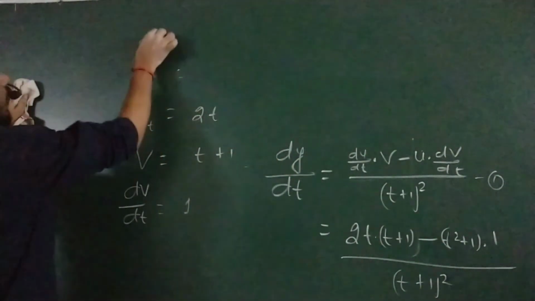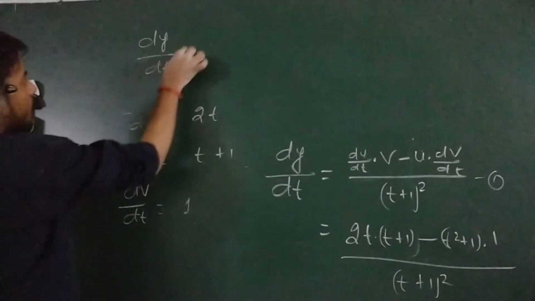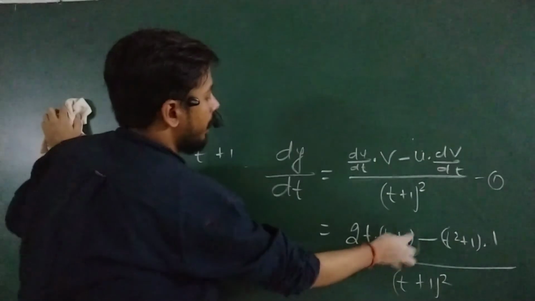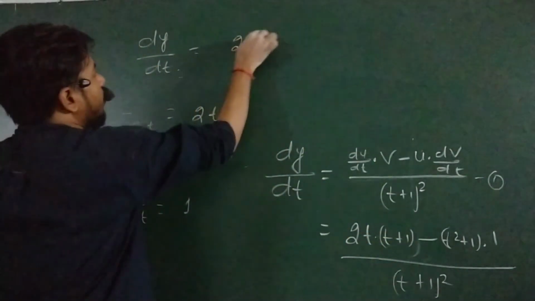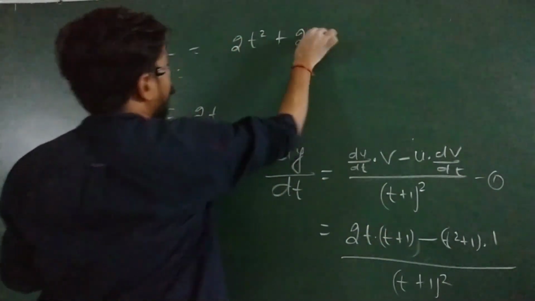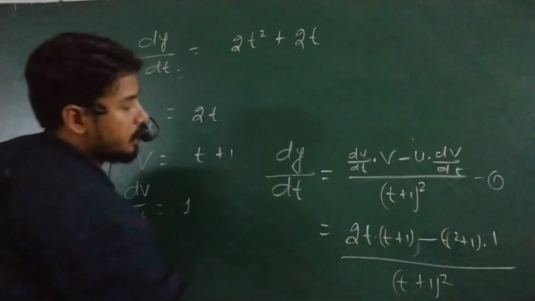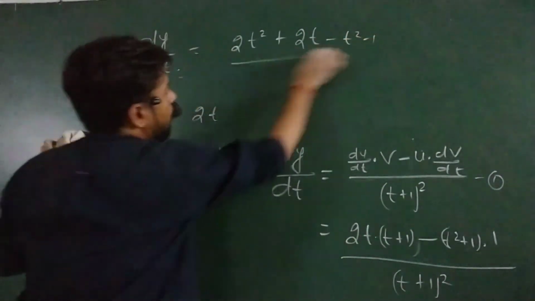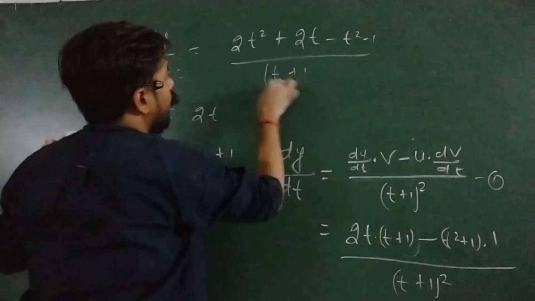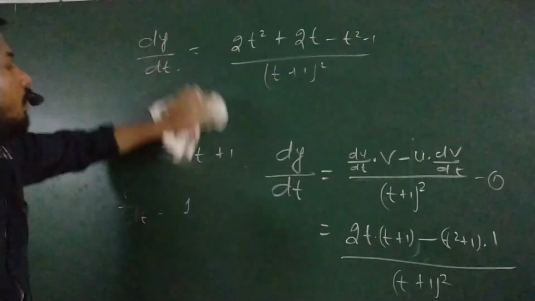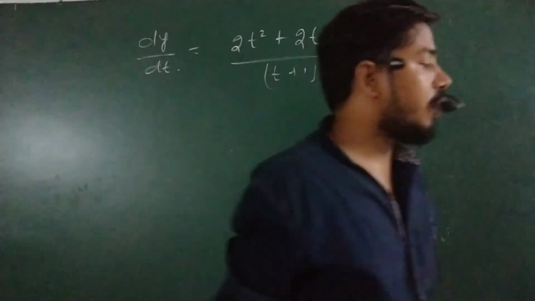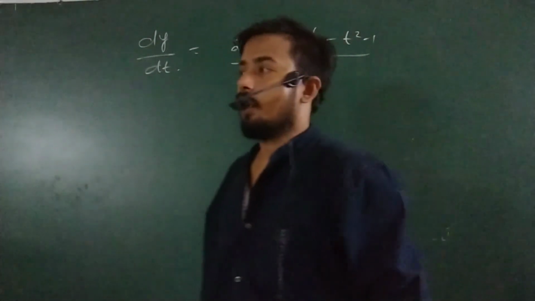So see, dy by dt is coming, my dear students. You can solve this one. It comes to 2t square plus 2t, minus t square minus 1, divided by t plus 1 whole square. Now you solve, you will get the answer, you will get the result. So this is the method of division.